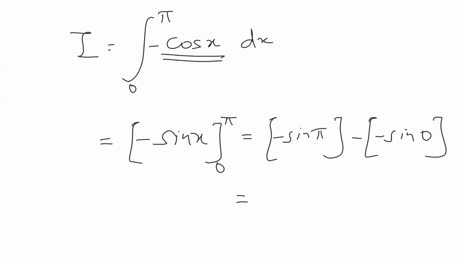Minus sin pi minus sin 0. So pi is 180 degrees. So sin 180. Sin 180 is 0. Okay. Now minus into minus is plus. And sin 0 is also 0. So the answer is 0.